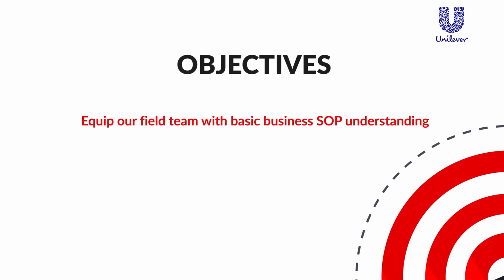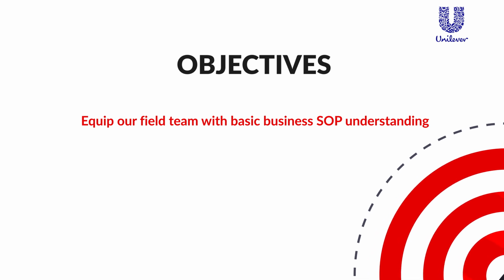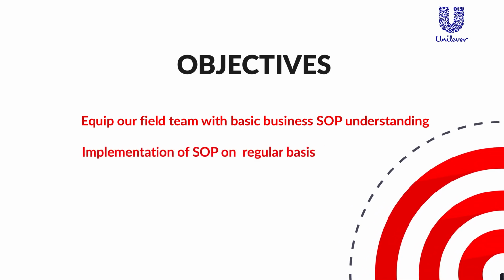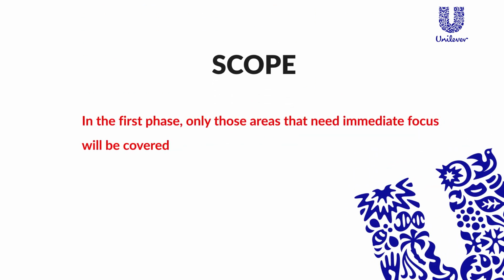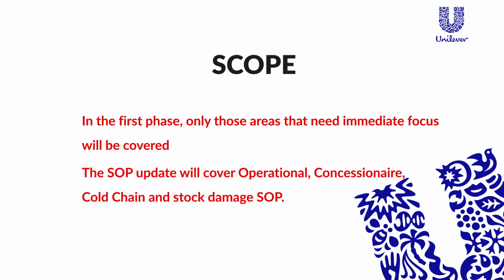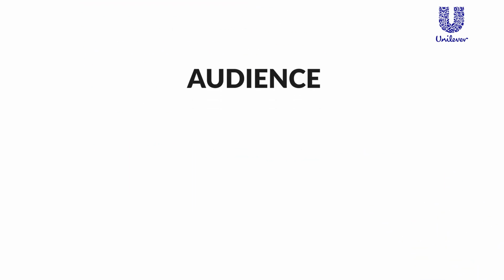Objectives: equip our field team with basic business SOP understanding, and implement the SOP on a regular basis. Scope: in the first phase, only those areas that need immediate focus will be covered. The SOP update will cover operational, concessionaire, cold chain, and stock damage SOP.